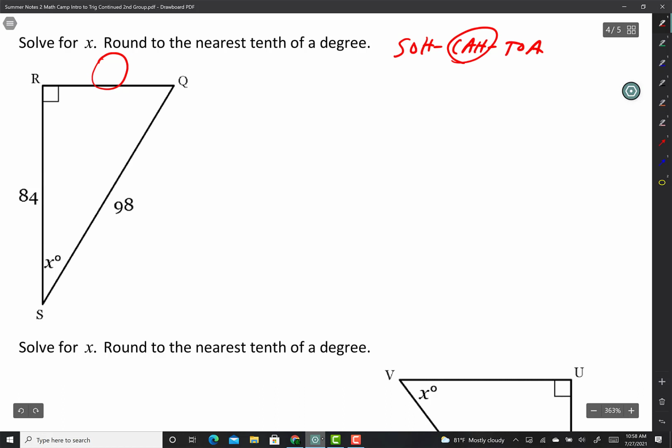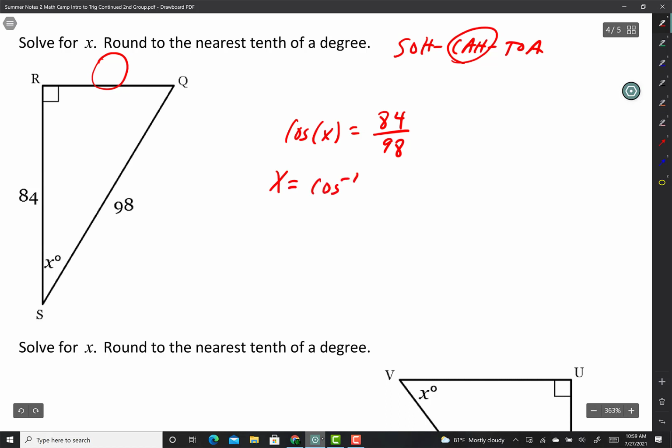Cosine. So we're going to write cosine of x equals 84 over 98. And yeah, we're aware that we could reduce it, but we don't care, because we're not interested in that. We're interested in the angle. So how do I get x by itself?